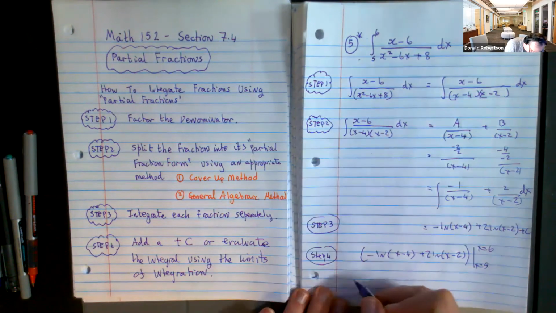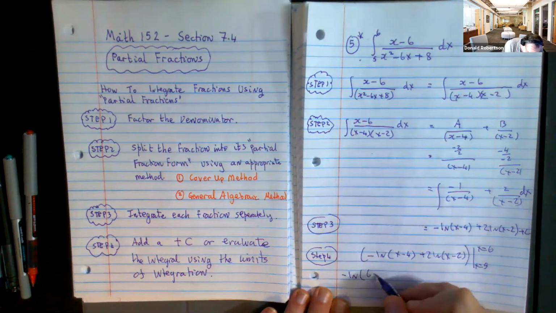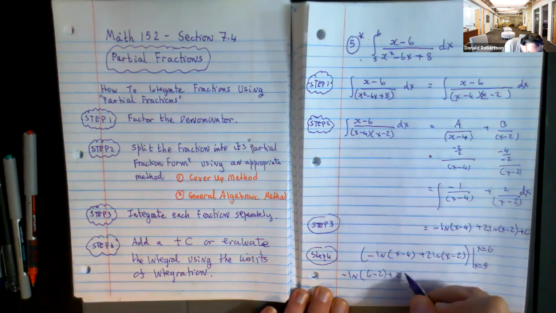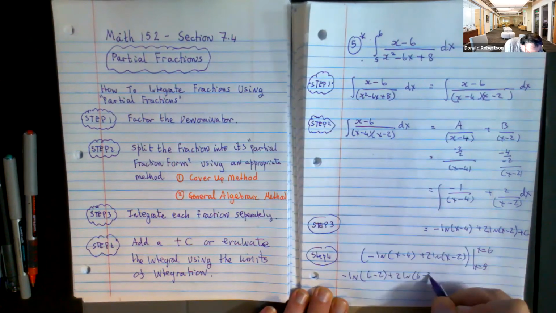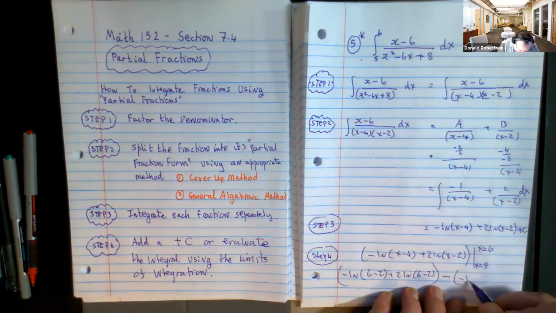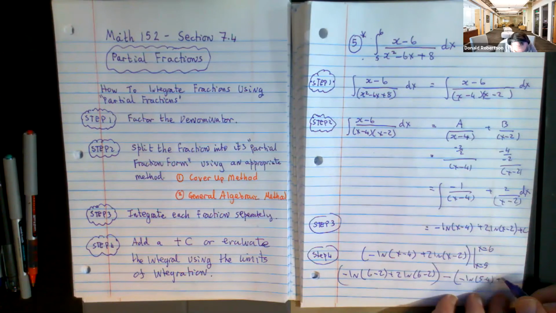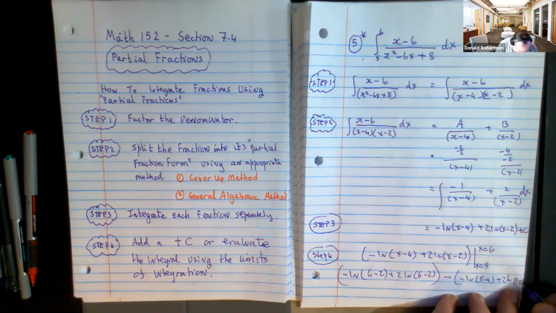So in this case, what would we get? Negative the natural log of 6 take away 4 plus 2 times the natural log of 6 take away 2. That's the first chunk. Subtract negative the natural log of 5 take away 4 plus 2 times the natural log of 5 take away 2.